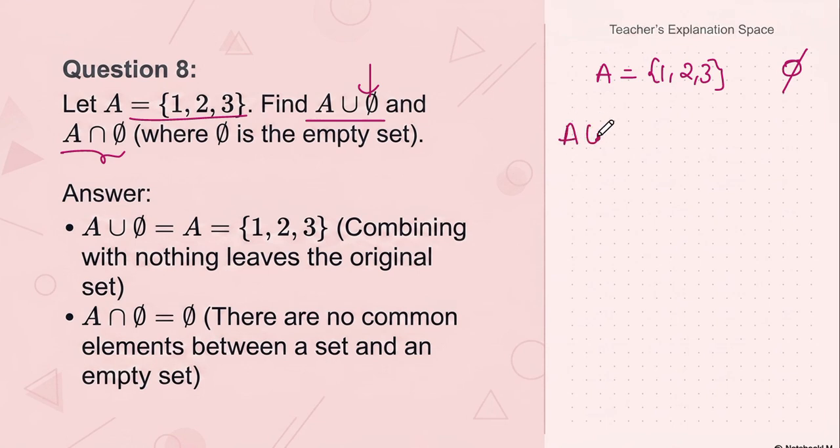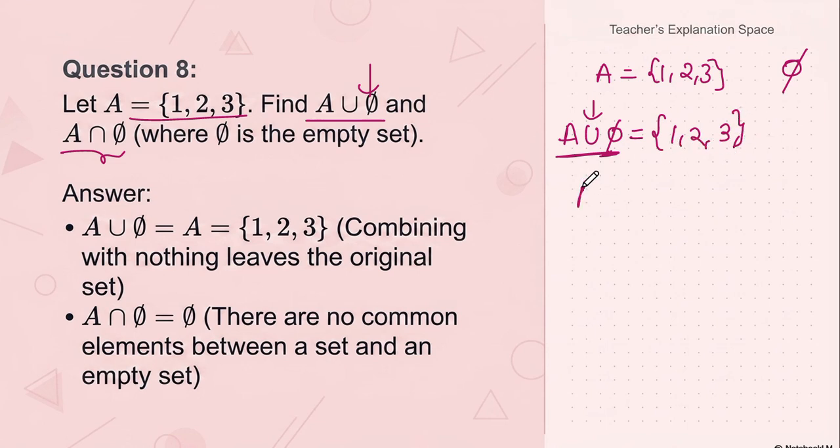So what is A union empty set? A union means what? Combination of both the sets. We have to collect the elements of both sets. So the elements of the first set are 1, 2 and 3. And then we have to write down the elements of the second set. In the second set, no element is there. So this is the answer, 1, 2, 3.